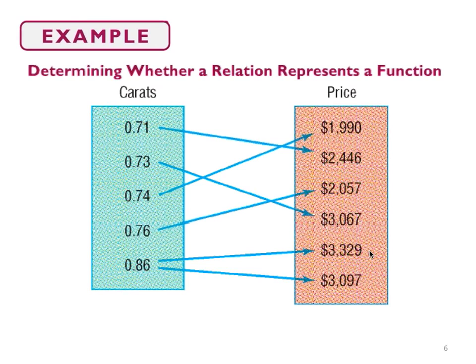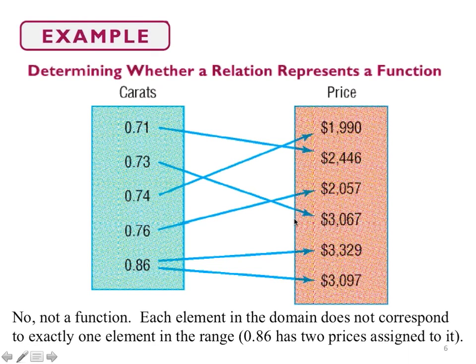The problem comes here where we have different carats for maybe a diamond, and then different prices. Now this is not a function because if you look, the 0.86 carats corresponds with 2 different prices. So each element in the domain does not correspond to exactly one element in the range. It corresponds to more than one. That is not okay. So you can have a y that's used more than once, but you can't have an x that corresponds to more than one y. So that is not a function. When you don't have a function, then you don't list the domain and the range.